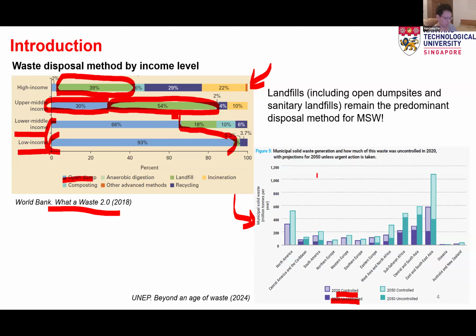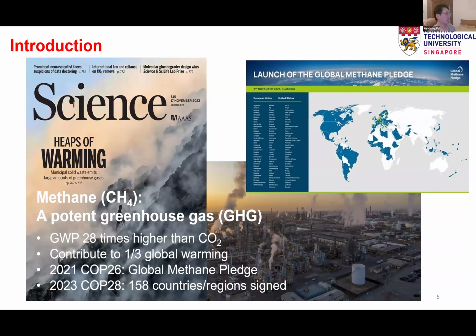So now let's move on to the next slide, the key topic of my talk today: methane generation from both landfills and dump sites. All right, so here we will start talking about methane. Methane, we all know, is a very strong greenhouse gas. Some people say it is around 80 times higher than CO2 in terms of greenhouse gas potential. Others say it's around 30 times. But anyway, it's a very strong greenhouse gas, contributing about 1/3 of all the global warming effect.